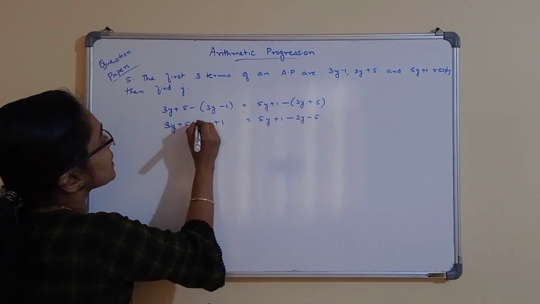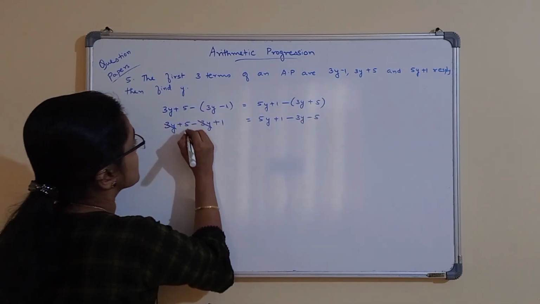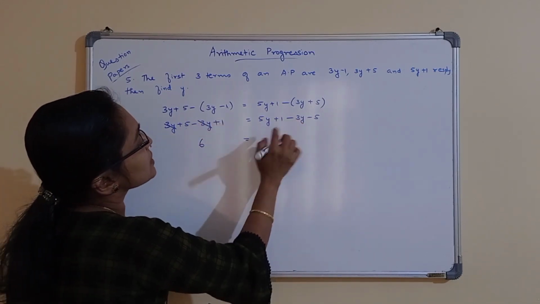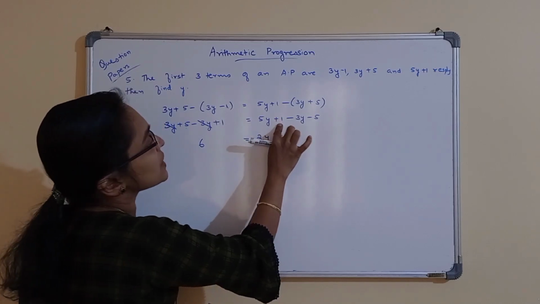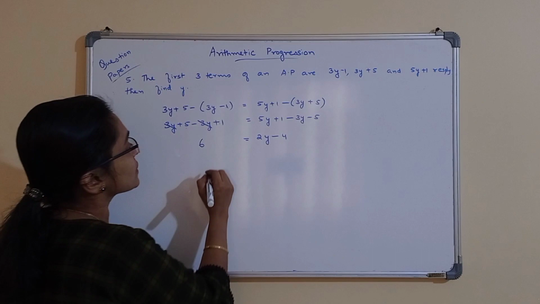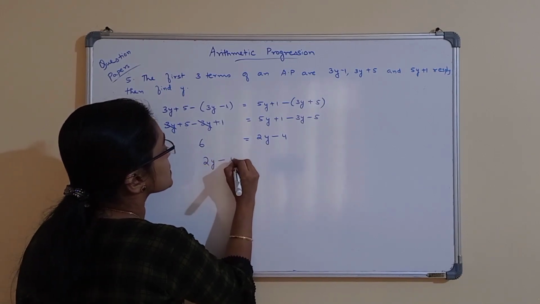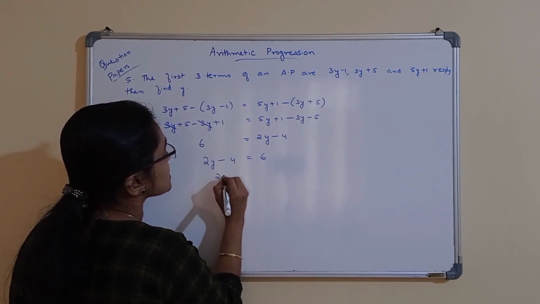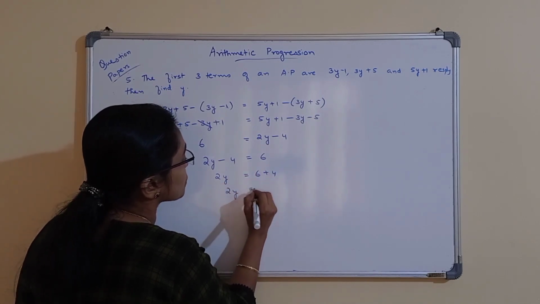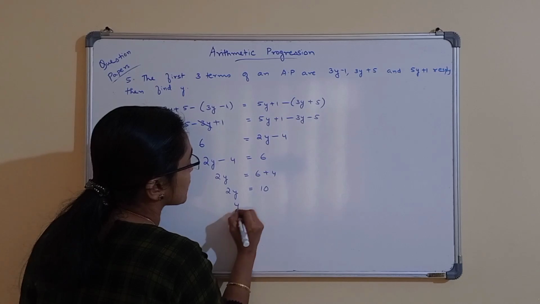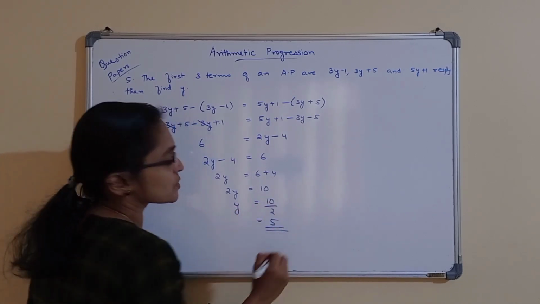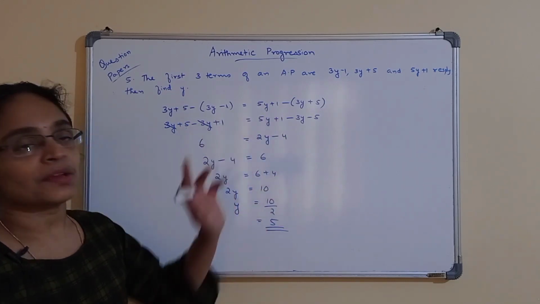So this 3y and minus 3y will get cancelled and this is 6. 6 equal to 5y minus 3y is 2y, and plus 1 minus 5 is minus 4. So we can write this as 2y minus 4 equal to 6, which means 2y equal to 6 plus 4, that is 2y equal to 10. So what is y? y equal to 10 by 2, which is equal to 5. So the value of y here is 5.